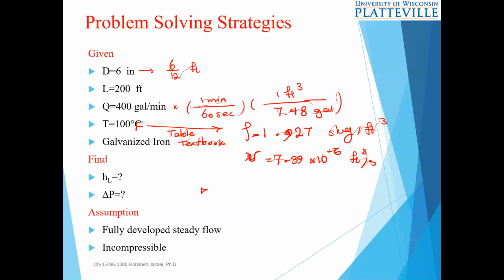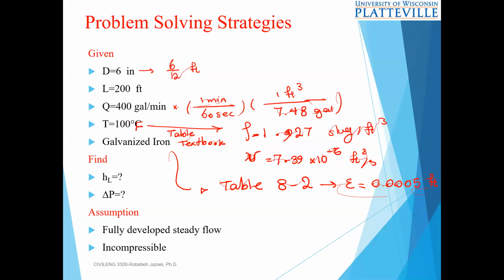So you go to the table in your textbook, it's Table 8.2, Chapter 8. You can find the roughness. So it's 0.005 feet. Make sure you pick the one with the correct unit. If you're working with the English system, you need to use the roughness that is in feet. If you use the SI system, you need to find the roughness from the table that is in meters.